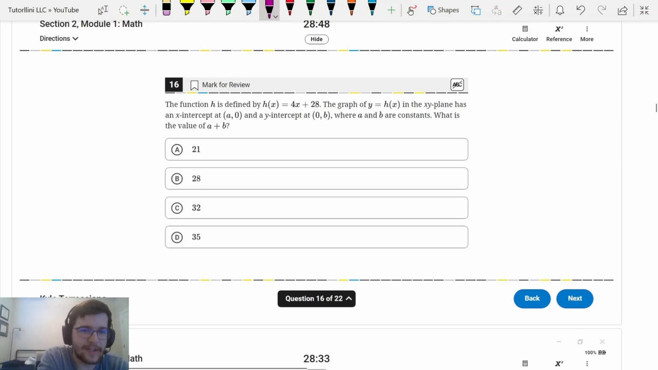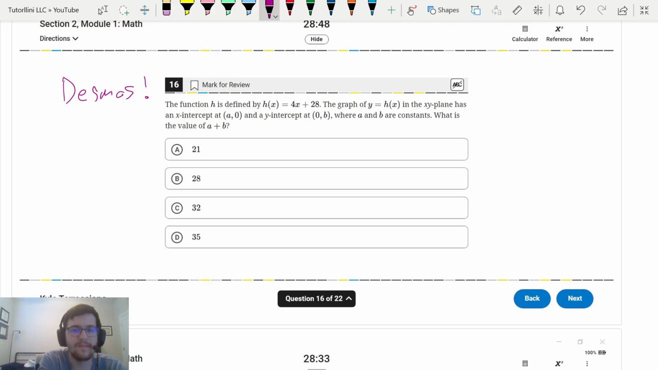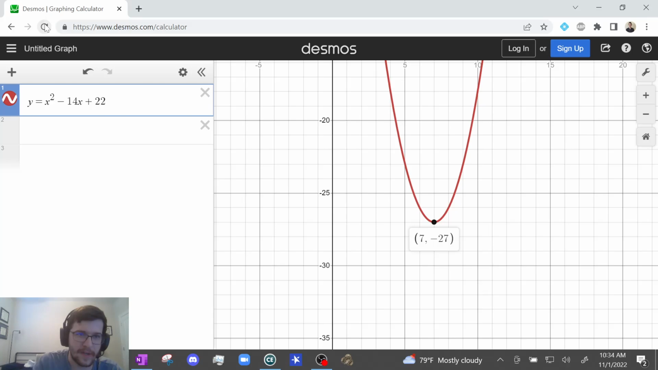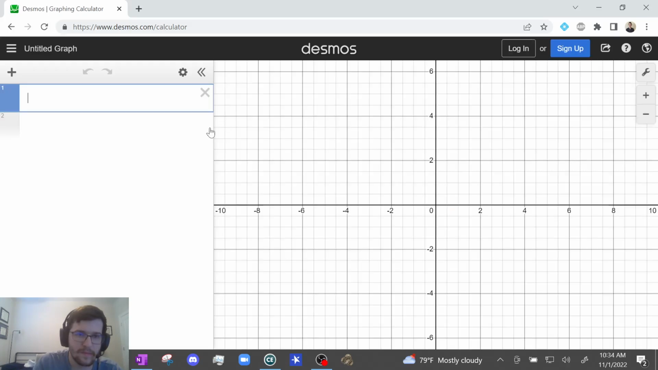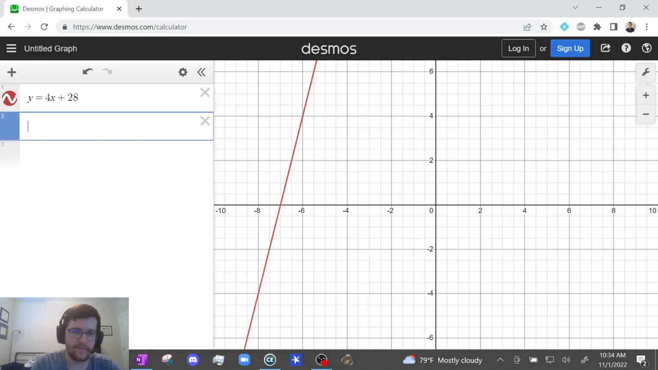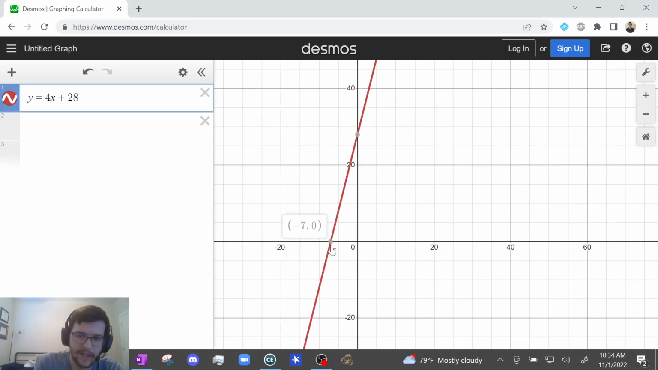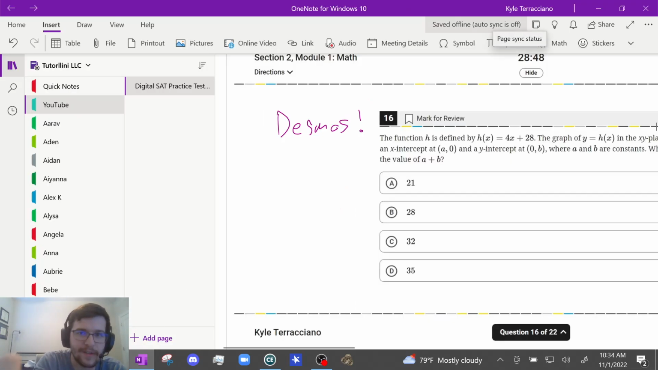Okay, we got to find the intercepts. There's another one you could just do on Desmos. So h of x, you could type in h of x, or you could just write y. It doesn't matter. So y equals 4x plus 28. Okay, let me zoom out. Okay, so the x-intercept is negative 7. The y-intercept is 28.